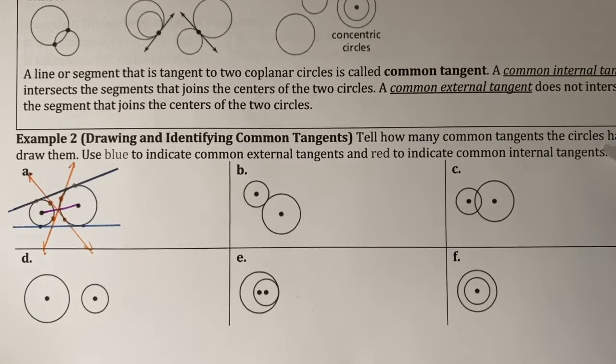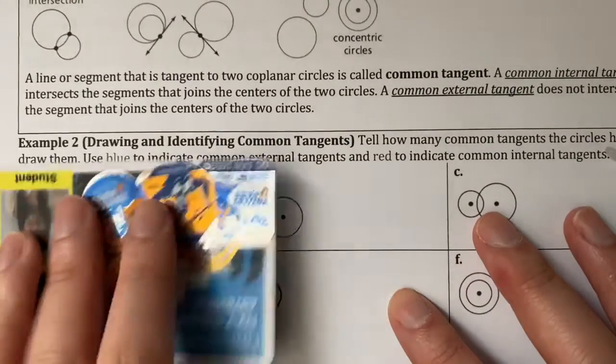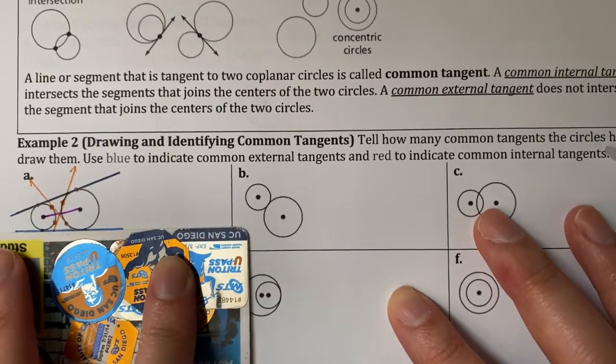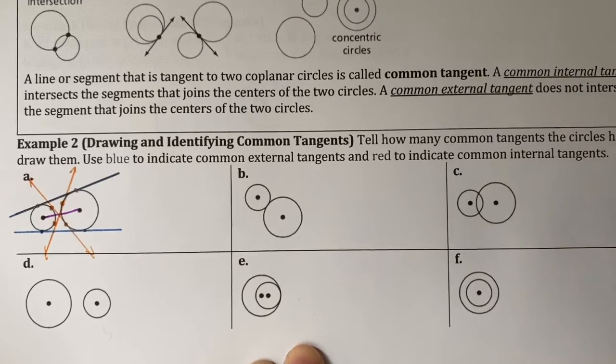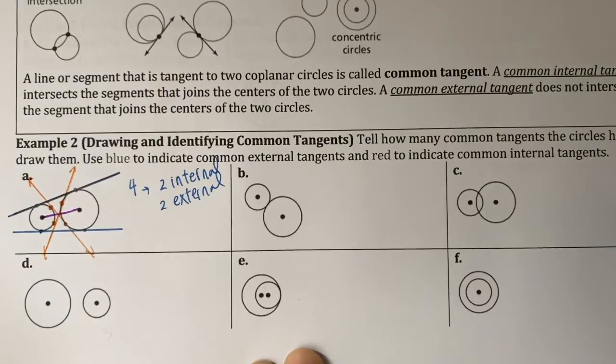Now, if you are having trouble seeing these common tangents, one thing that you could do is take your straight edge and maneuver it so that you find the line that crosses these circles at exactly 1 point each. So let's see how many common tangents it has. We were able to find 4 common tangents. There were 2 internal and 2 external tangents. So now let's look at B.